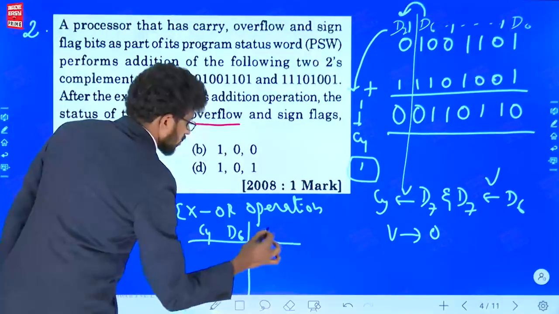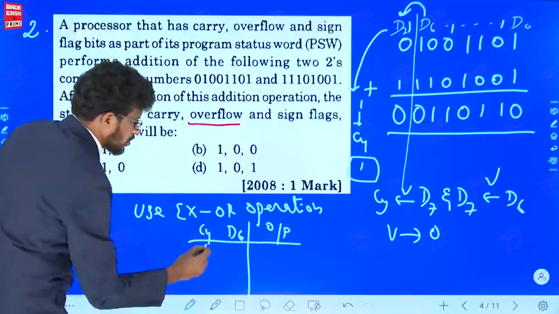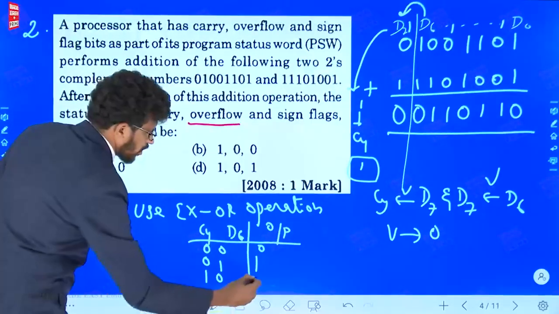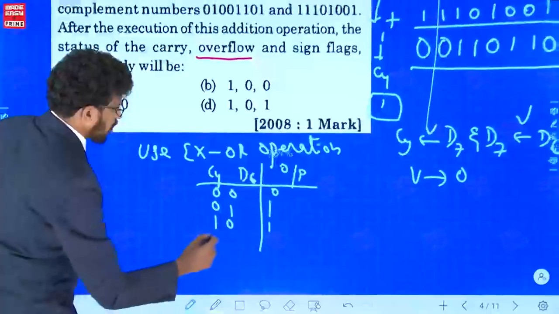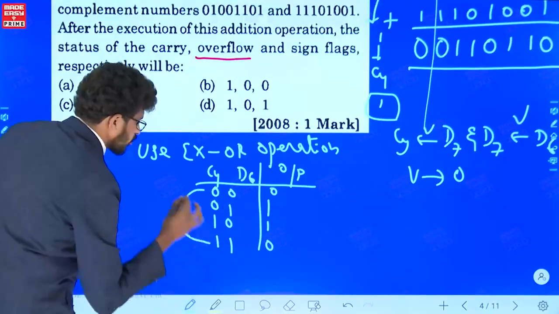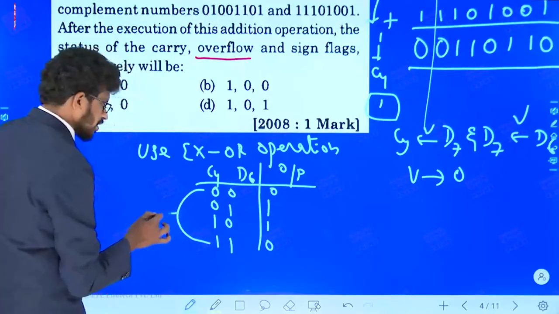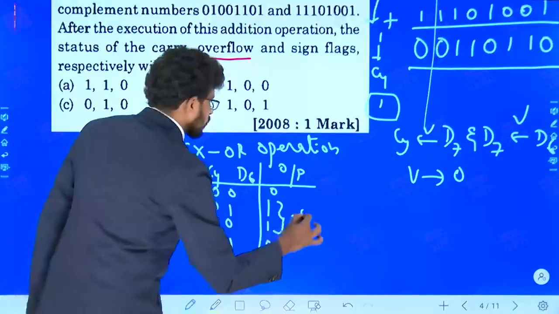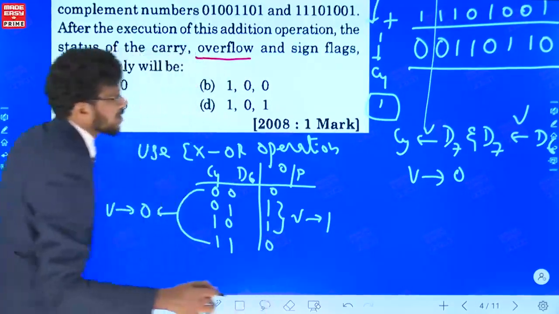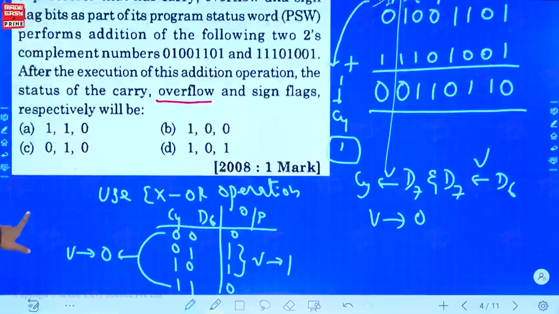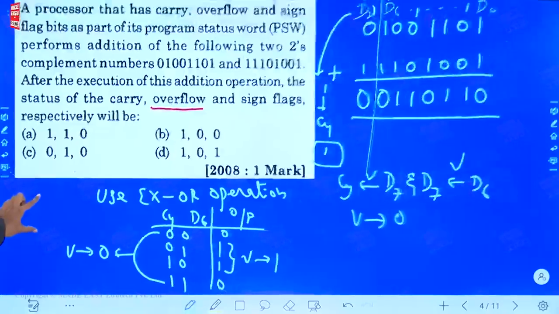Very simple. What is the XOR gate truth table? 0 0 is 0, 0 1 is 1, 1 0 is 1, and 1 1 is 0. So you should consider these two things. In these two cases, overflow will be 0. In these two cases, overflow will be 1. That's it. Whenever you get a question, just think like this and you will easily understand the value. Hope you have understood.